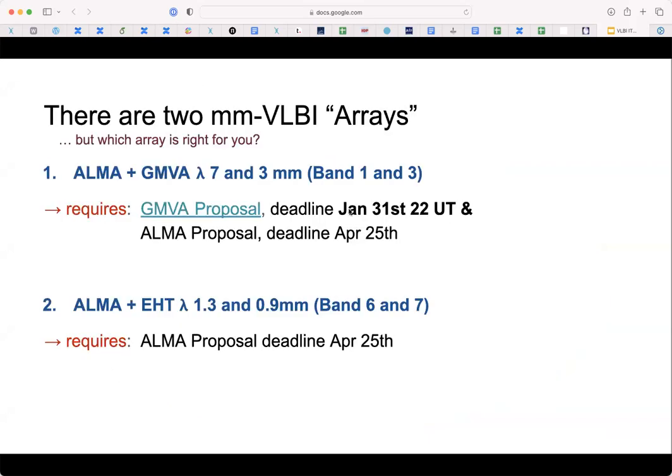There are 2 main arrays currently. And so which one is right for you? How would you choose which one to observe?